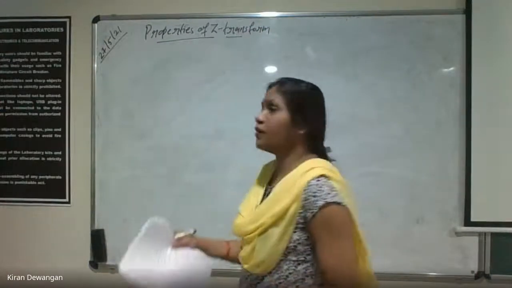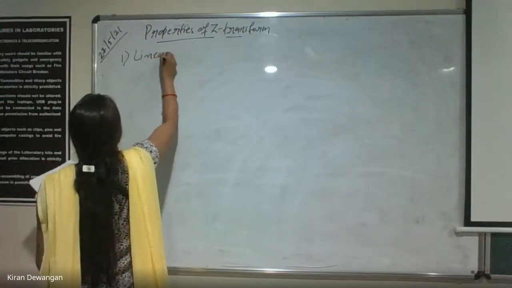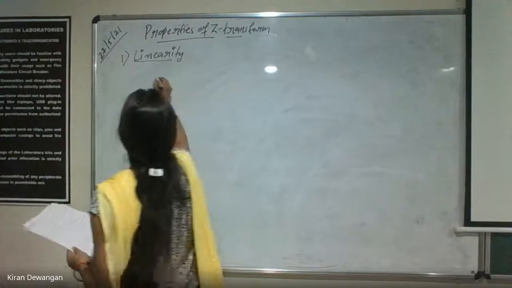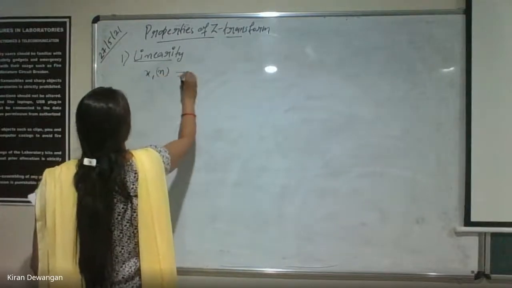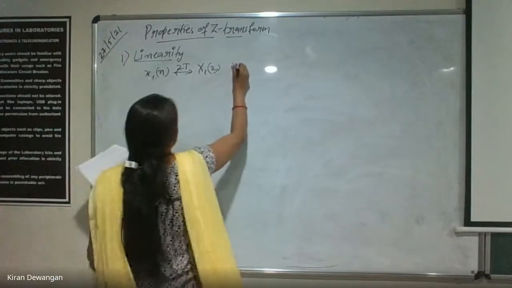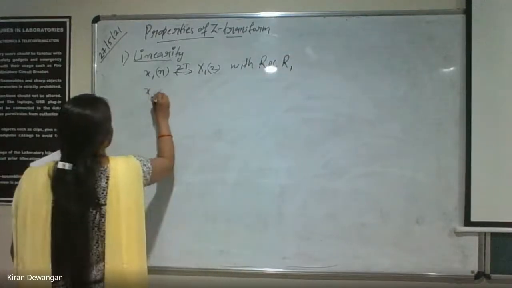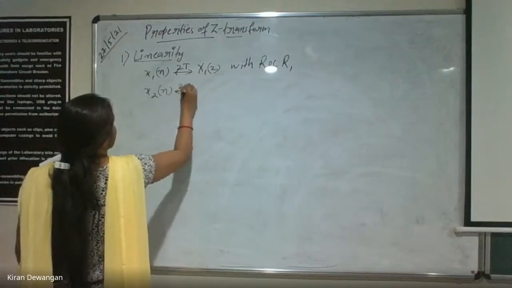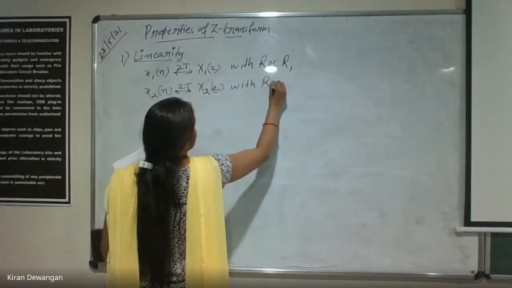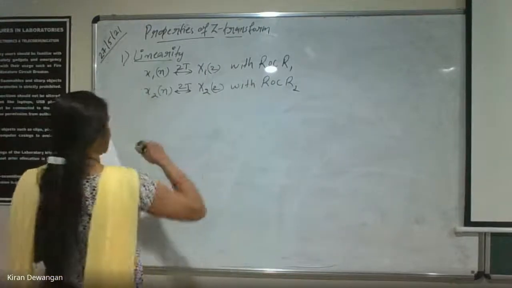Properties of Z transform. Now in the properties of the Z transform, the first property is linearity. Linearity property states that if x1 of n has the Z transform X1 of z with ROC R1, and x2 of n has the Z transform X2 of z with ROC R2. Okay, so these are x1 n and x2 n with their respective ROCs.